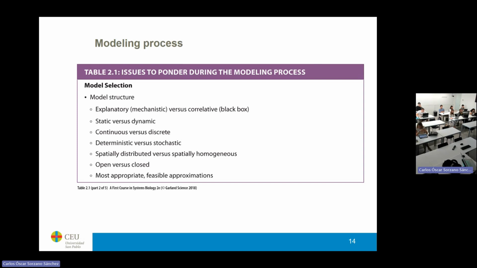Open and closed, all the others are also important. So spatially distributed or spatially homogeneous. So spatially, does the model depend on space or not? Open versus closed. An open system receives inputs from the external world and produces outputs, while a closed system doesn't interact with anyone outside itself. Approximations.